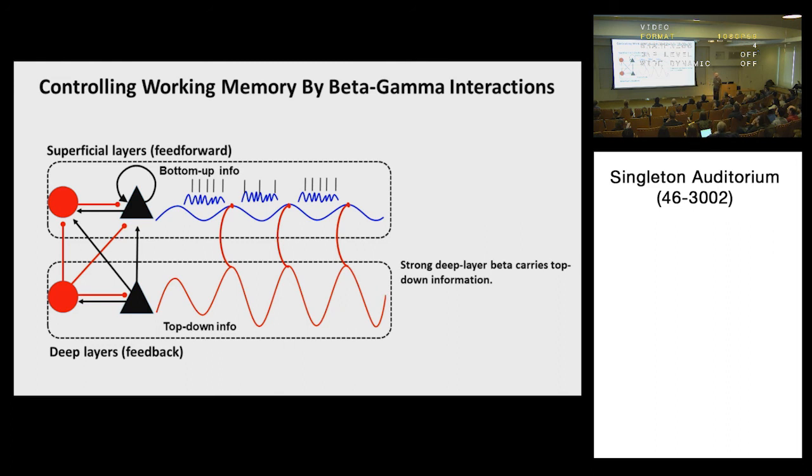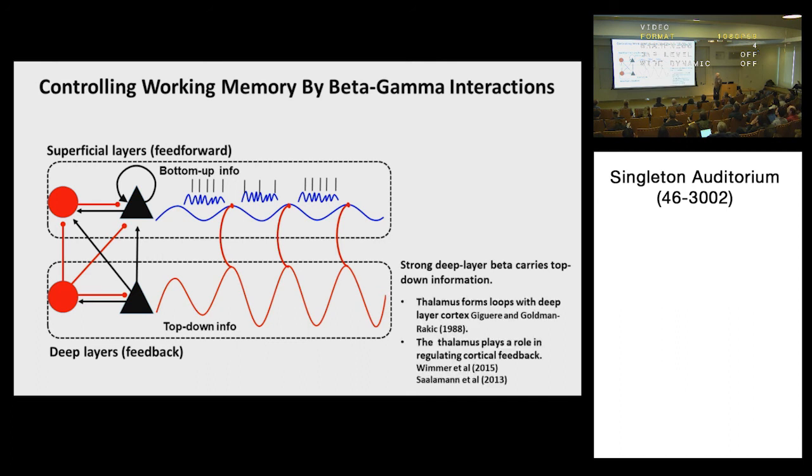So the idea here is that strong deep layer beta carries top-down information. Now, a couple things to remember about the deep layers of cortex is the thalamus forms loops with deep layer cortex. And we know the thalamus is relevant here because the thalamus plays a role in regulating cortical feedback. My colleague's lab has shown that if you take out parts of the thalamus, you don't disrupt feed-forward flow in the cortex, you disrupt feedback flow. And work from Sabine Kastner's lab has shown that the thalamus may provide beta rhythms to the cortex. And this plays a role in regulating top-down feedback when the animal's having to switch attention.